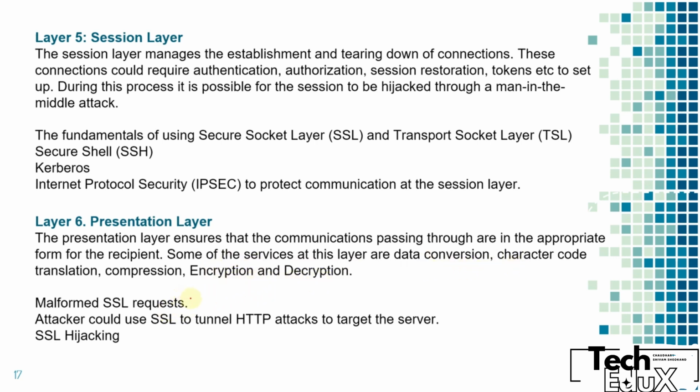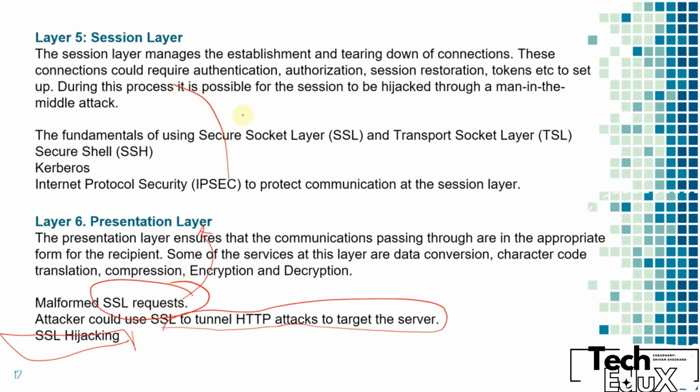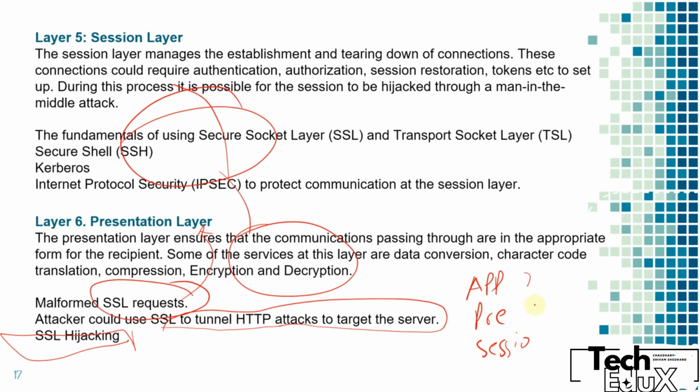For example, the malformed SSL request. So this happens at the presentation layer. Attackers could use SSL tunnel HTTP attacks to target the server. Similarly, I have already talked about SSL hijacking. So these all happen not only in the session layer, but at the presentation layer as well. That is why application, presentation, and session layers are squeezed into one layer called the application layer.